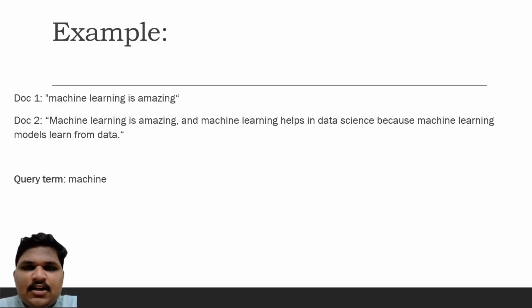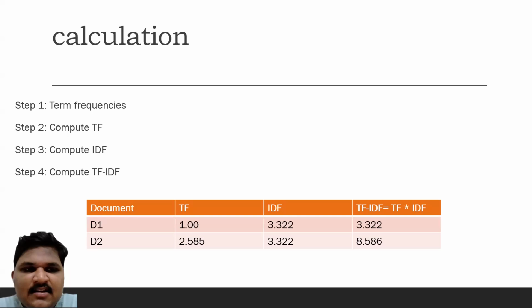If we take an example, let's take two documents. Let's say the sentence in document one is machine learning is amazing. In document two, the sentence is machine learning is amazing and machine learning helps in data science because machine learning models learn from the data. Let's take the query term as machine. So let's do some calculations. In step one, we will identify the term frequencies, then we will compute the TF and then the IDF, and then we'll compute the TF-IDF.